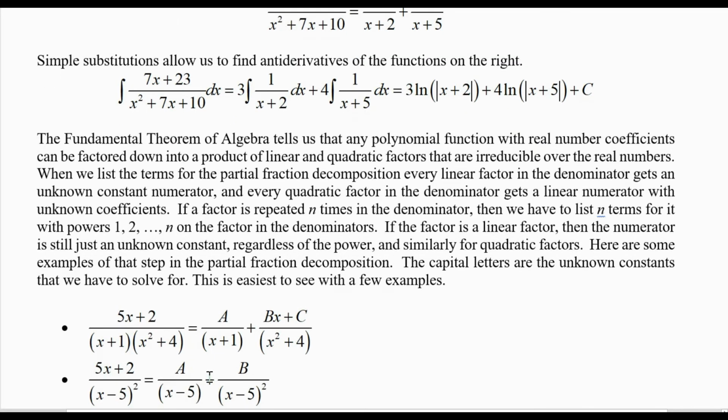Okay. If you have (x + 5)², you put an x + 5 and then an (x + 5)². You need both of those to show up. But since it's linear here, we just need an A and a B. Even though this is, if you squared it out, a quadratic, this doesn't get a Bx + C. It only needs a B there to work out.